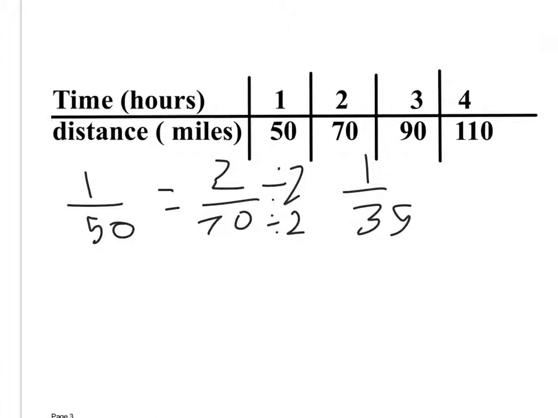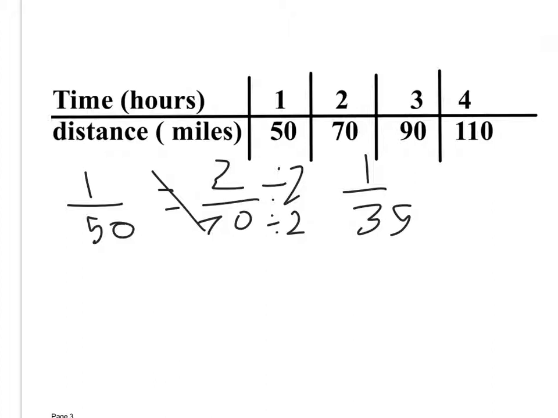Is that equal to 1/50? No. So this would be automatically no. You wouldn't have to do any more. I'm going to show you the other two, but just because you might have 2 or 3 that are constant, and then you have one that's not, then the whole thing's not proportional.